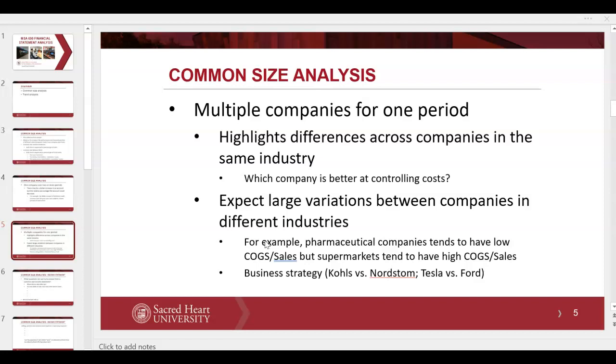as compared to Nordstrom. We would see Tesla, ideally, having much greater investments or expenditures in research and development as compared to a company like Ford. So we're going to look at several different companies and see what information we can find.